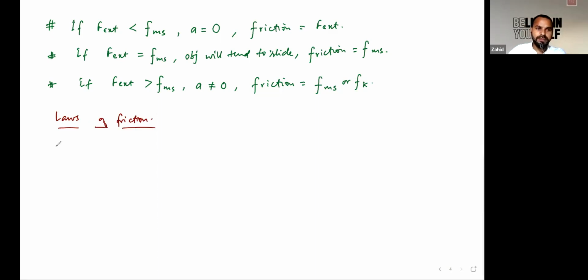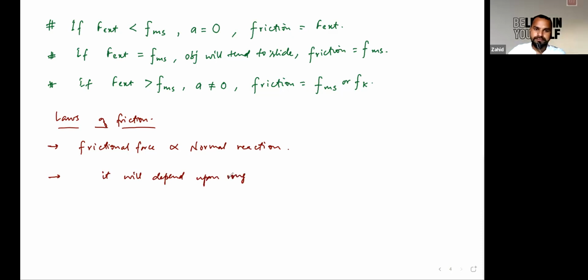First, all frictional force would be directly proportional to the normal reaction of the body. Next, it will depend upon the roughness of the surfaces in contact.